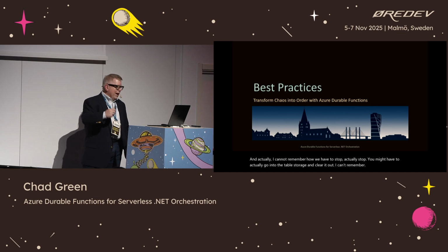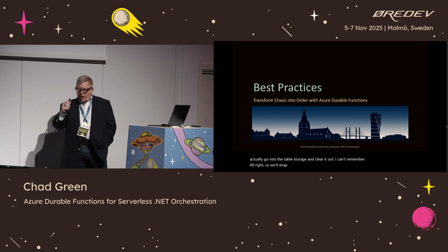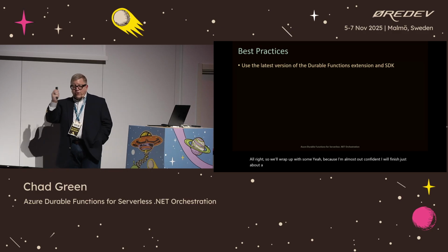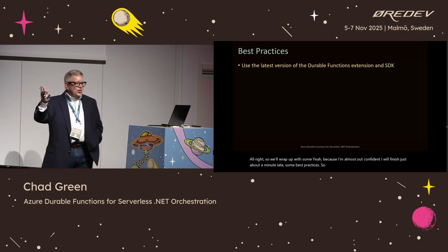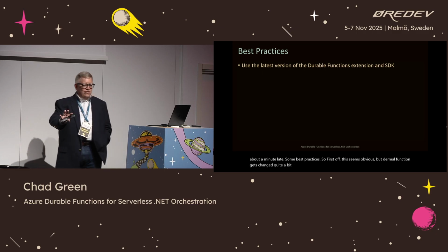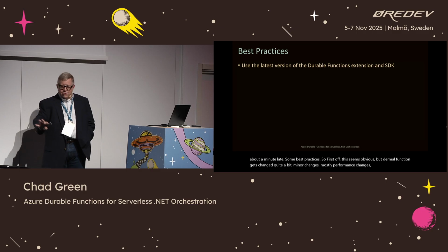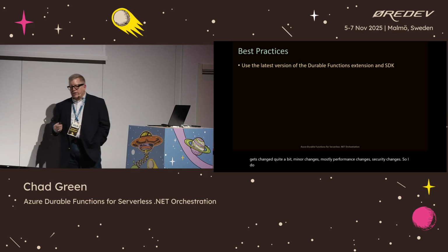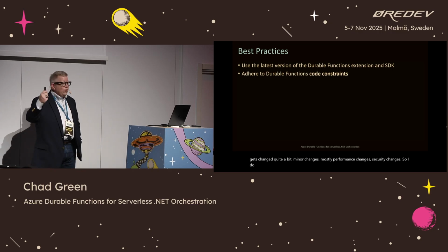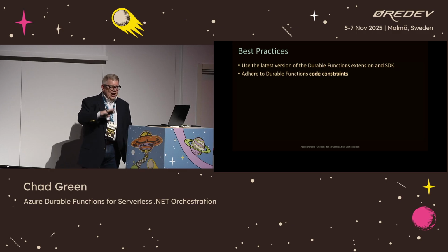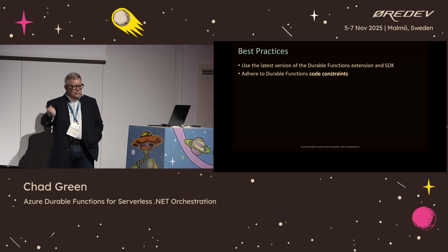All right, so I'm gonna wrap up, because I'm almost out of time, but I will finish just about a minute late, with some best practices. So first off, this seems obvious, but durable functions gets changed quite a bit. Minor changes, mostly performance changes and security changes. So I do recommend, and I actually recommend it with Azure Functions in general, keep using the latest version of the SDK. Those code constraints, that deterministic APIs, trust me, I've seen people burn themselves and they can't figure out why things are wrong. And I'm like, how many times do I have to tell you, you can't use get date or what have you.